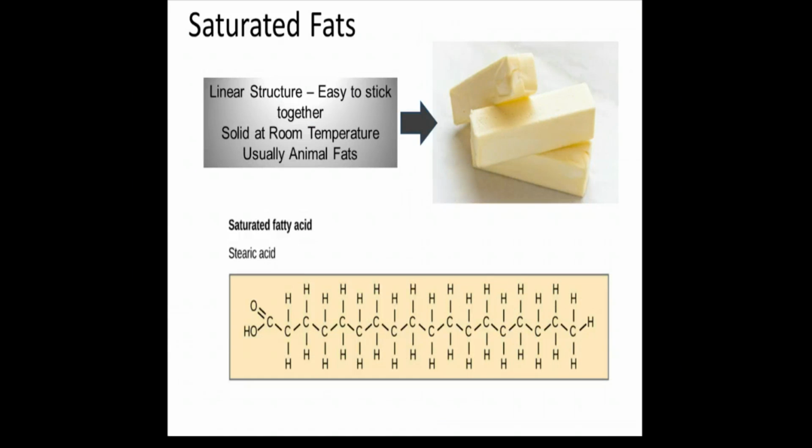Moving on to saturated fats. These are a very linear structure. Because these are linear, the molecules can stick together easily, thus forming a solid at room temperature. Butter and lard are examples of saturated fatty acids, and they're usually made up of animal fats.